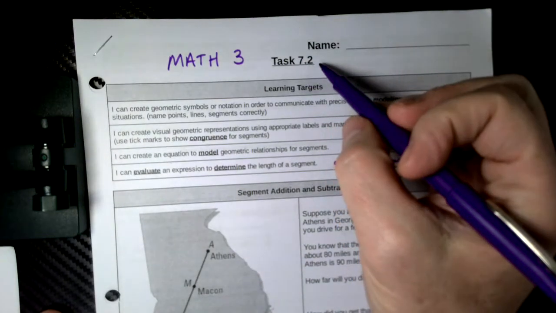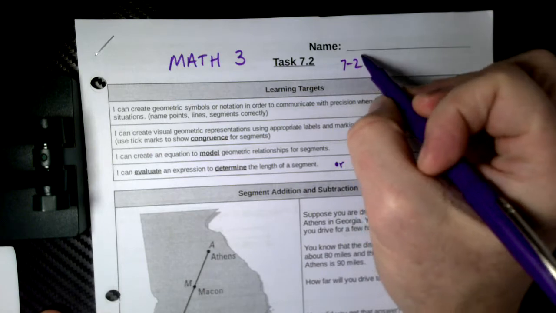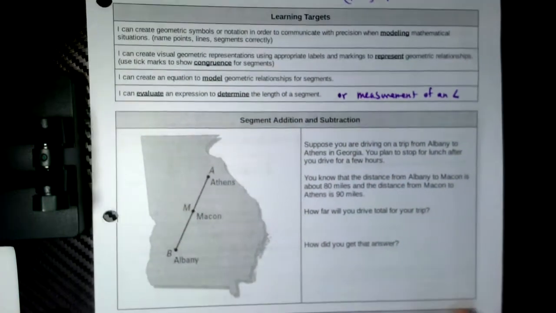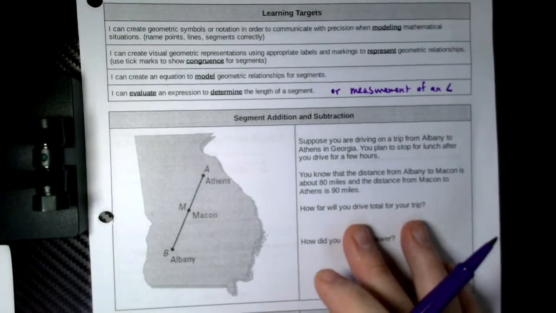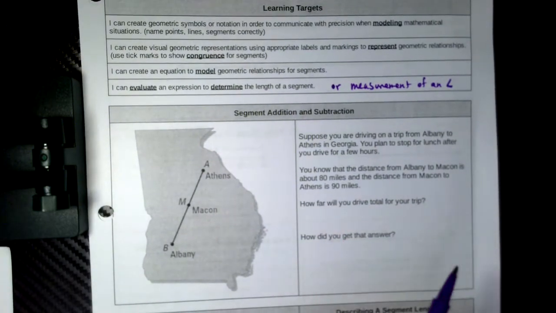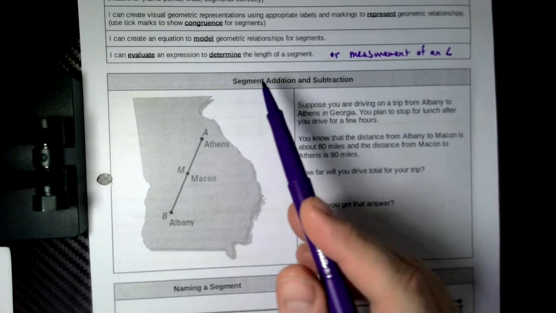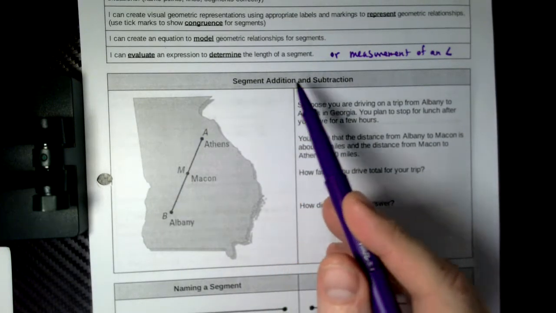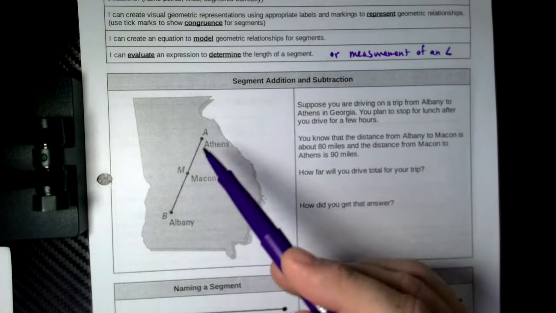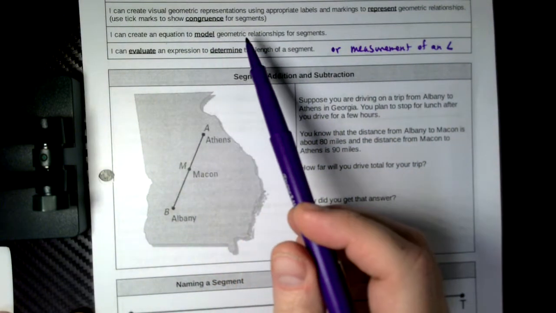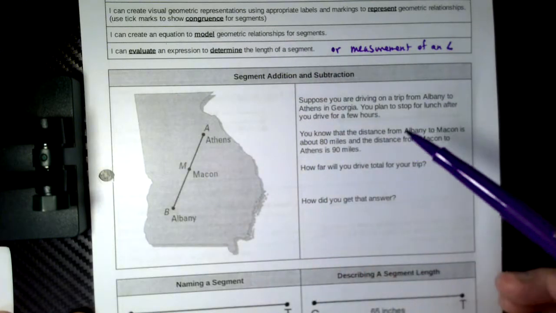They're calling it task 7.2, but this is really the 7-2 notes for us. If I was in class, this is the part where I'd be leading you through this stuff as we go. So picture you've got a map of the state of Georgia. They're going to demonstrate segment addition and subtraction. How do we use these segments in order to set up little math? You're going to do modeling of geometric relationships for segments.